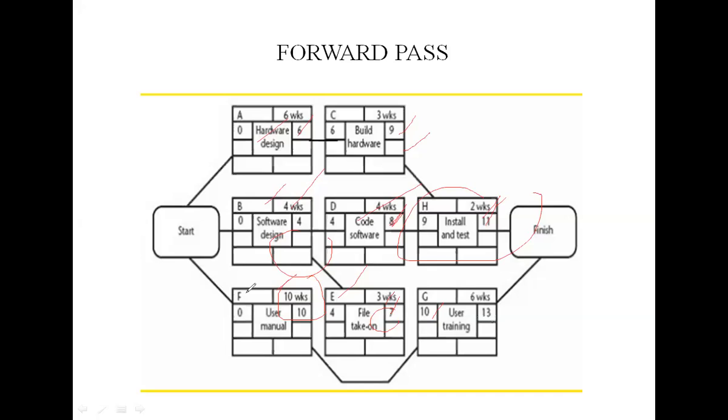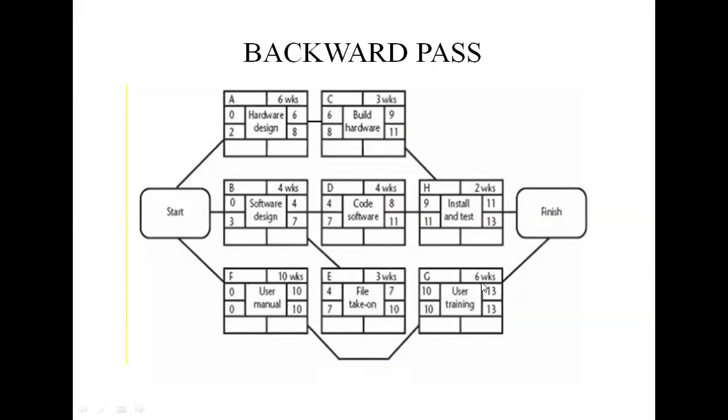Okay. So the backward pass is to calculate the last date at which each activity may be started and finished without delaying the end date of the project. So see this figure below after carrying out the backward pass. So this is a backward pass.